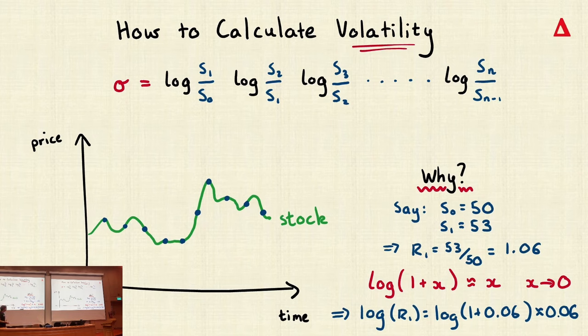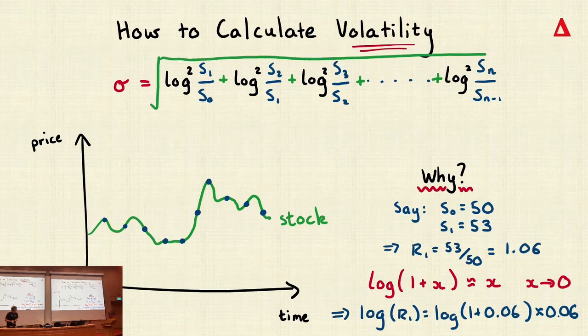So you take these log returns, or these percentage moves, and we're trying to remember, what are we trying to do here? We're trying to get a measure of the overall movement of the stock. So we don't just add those percentages together, because positives and negatives would cancel. We square everything first, then we add them together, then we take a square root, and we have volatility. It's just like calculating a standard deviation.